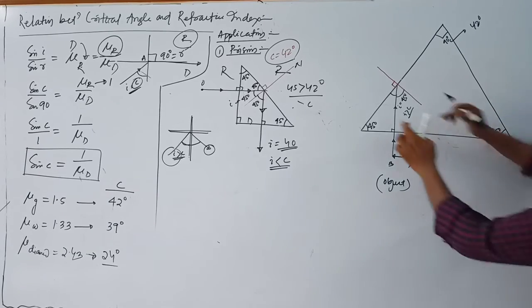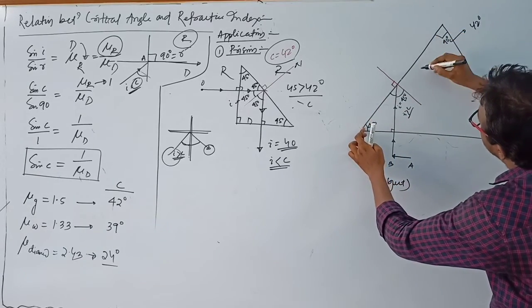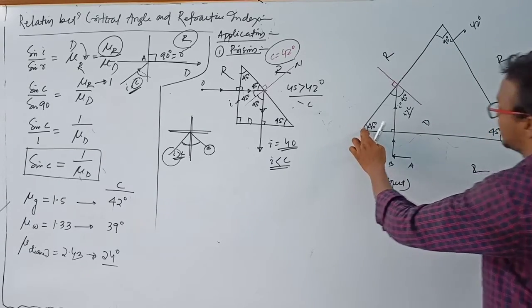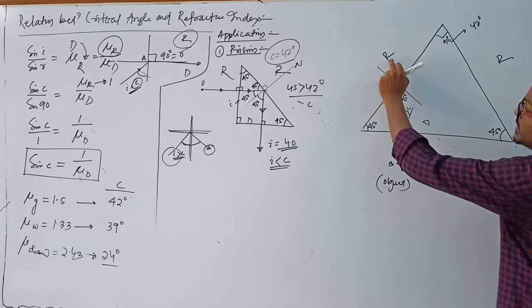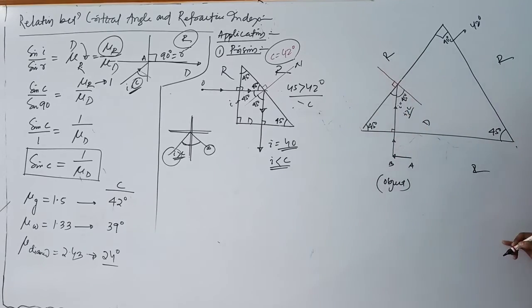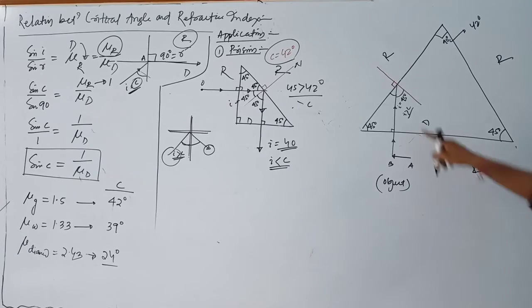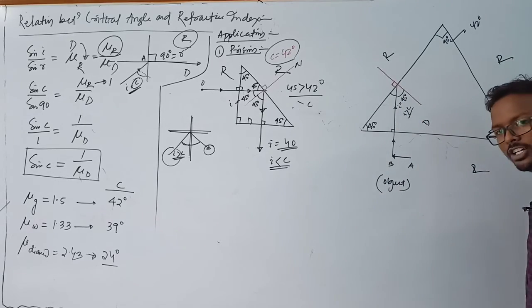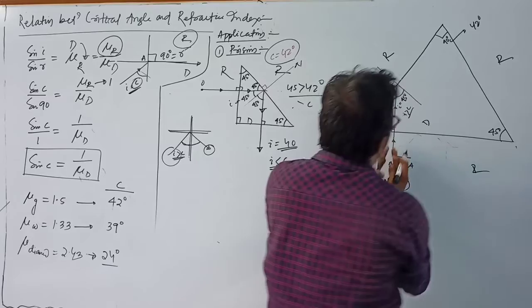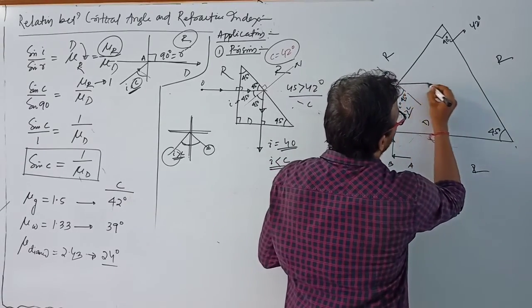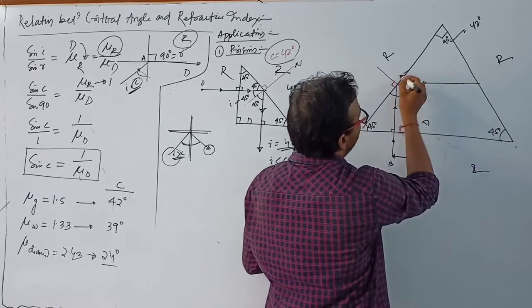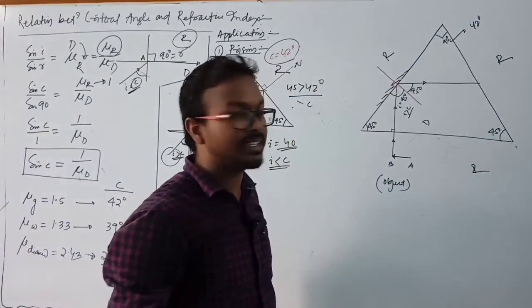Why? Because this interface separates two media: this is the denser medium and the other side is the rarer medium. When light travels from a denser to a rarer medium, total internal reflection is possible if the angle of incidence is greater than the critical angle. Here the angle of incidence is greater than the critical angle, so total internal reflection forms, which means this is the angle of incidence and this is also the angle of reflection, equal to 45. At that time this surface behaves as a reflecting surface.